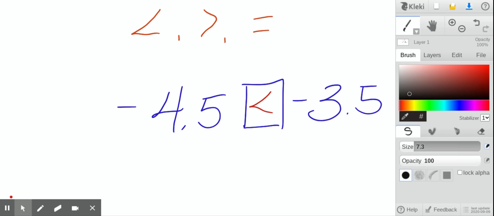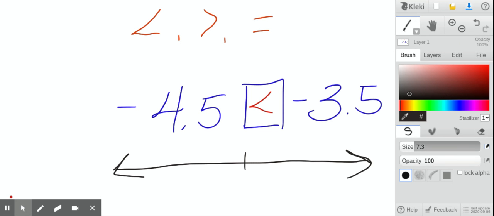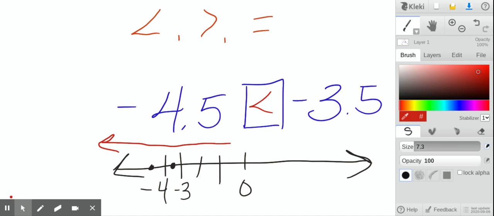Because remember, on our number line, what did we say? The further left we go, so let's say I had negative 4 here, and I had negative 3 here. Negative 3.5 is going to come in between here. Negative 4.5 is going to be here. Remember, I said the further left you go on the negative side only, the smaller the value. The further away it goes, the smaller it gets. So I know that the negative 4.5 is going to be less than negative 3.5.